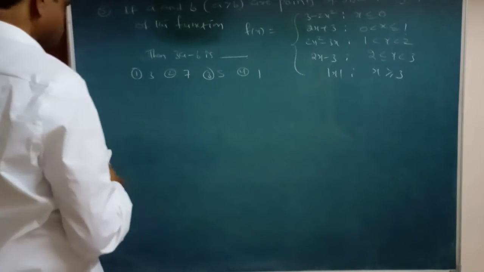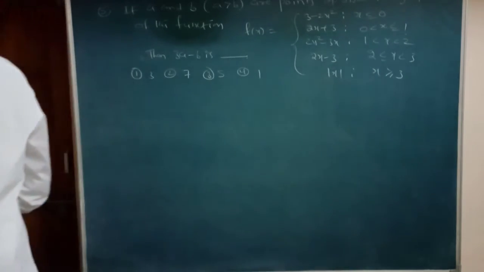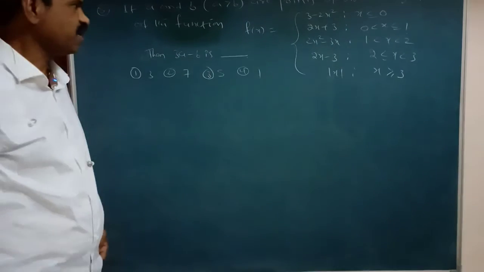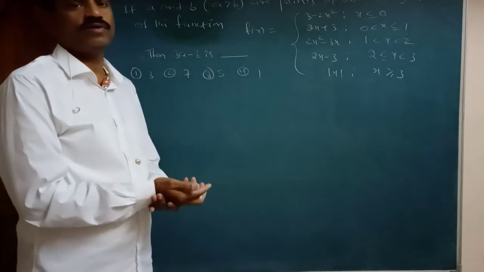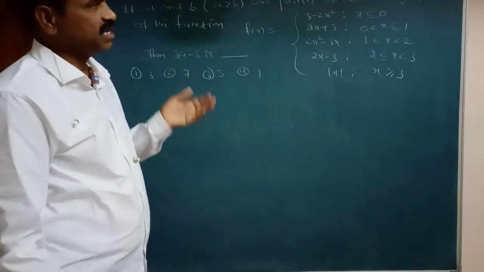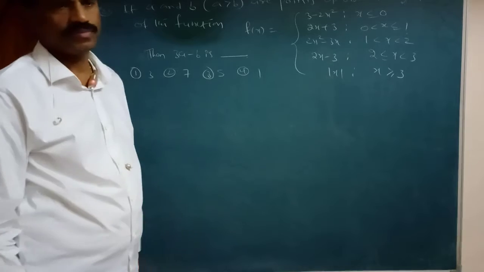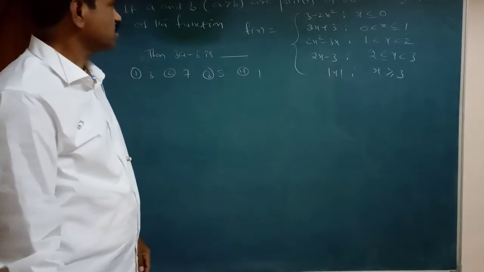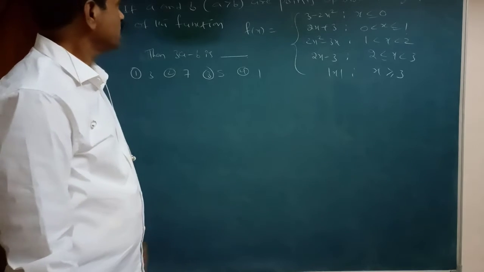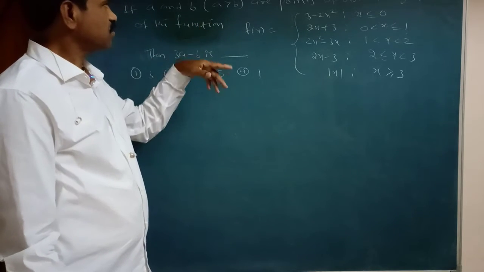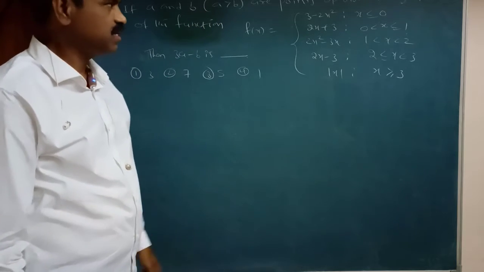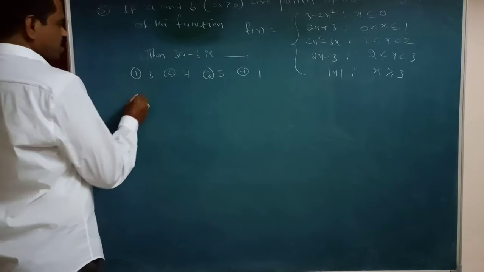So here, discontinuity: LHL not equal to RHL. You can check it here at 0, 1, 2, 3. Okay? A and B are points of discontinuity of the function f of x. Suppose A, B are the values, where the greater value is A and the smaller value is B. First we check it at 1.